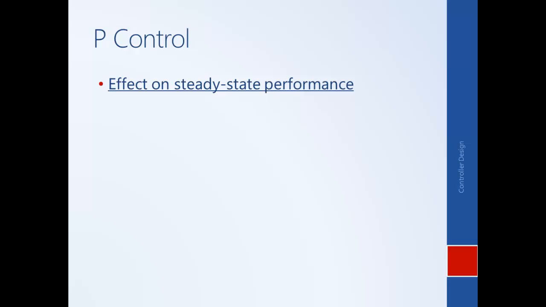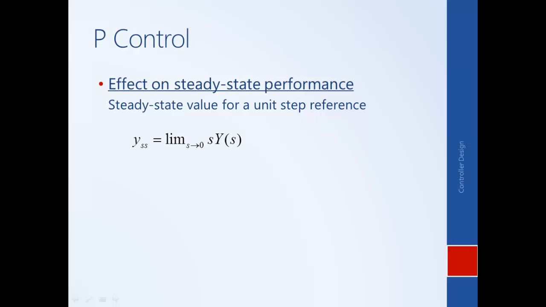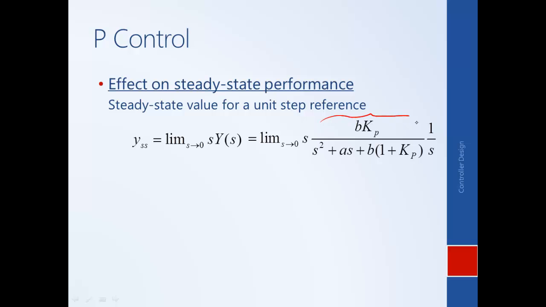Let's now look at the effect of P control on steady state performance. Again, we can find the steady state value by applying the final value theorem. This is the final value theorem for an output y, the output of our closed loop system. Substituting in our transfer function, this is our transfer function, and this is our input u of s, because we're doing a unit step reference. So this all together is y of s.